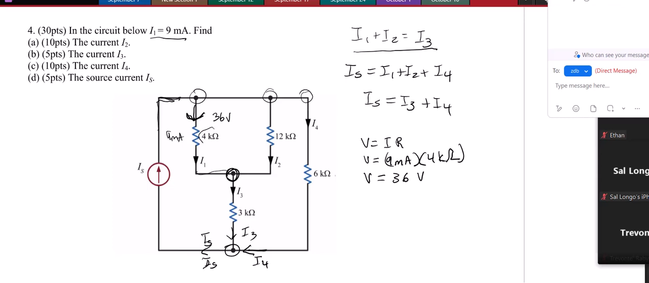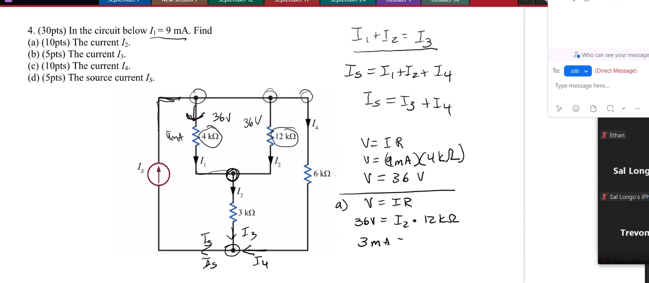But notice this 4 kilo ohm resistor and the 12 kilo ohm resistor are in parallel. So they have to have the same voltage across them. So it also has to be 36 volts. Now for I2, and so now we can actually answer part A. For I2, we can say V equals IR, or 36 volts equals I2 times 12 kilo ohms. So 36 volts divided by 12 kilo ohms will give me 3 milliamps. So 3 milliamps equals I2. So I2 is 3 milliamps.